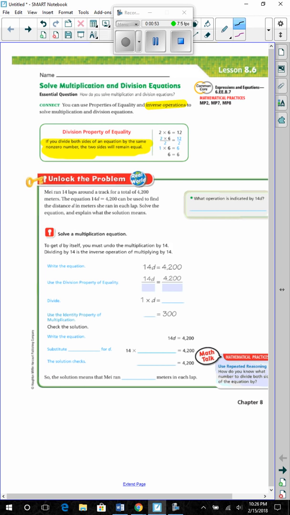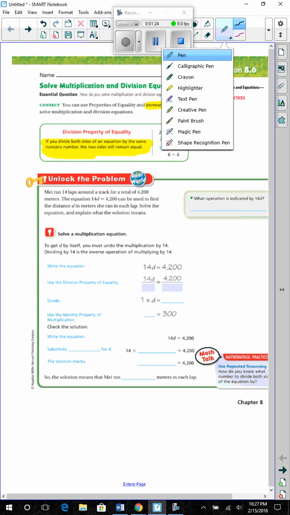Okay, unlock the problem. May ran 14 laps around the track for a total of 4,200 meters. The equation 14d equals 4,200 can be used to find the distance d in meters she ran in each lap. Solve the equation and explain what the solution means. Solve the multiplication equation. To get d by itself, you must undo the multiplication by 14. Dividing by 14 is the inverse operation.